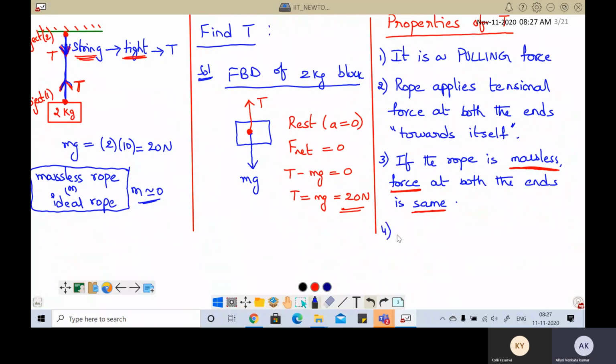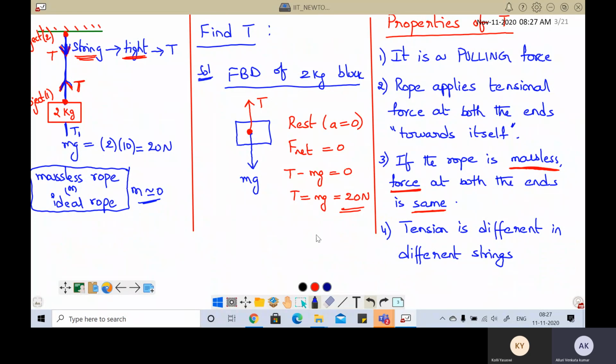The fourth point is, tension is different in different strings. This is also very important. Suppose only one string is there, so we took T. Suppose one more string is there below, then we should take it as T1, some other tension. We should not take the same tension. So tension is different in different strings.